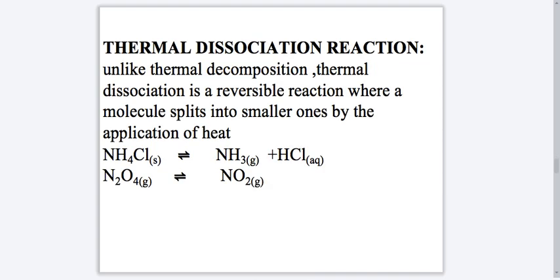The fourth type of chemical reaction here is thermal dissociation reaction. Dissociation means it is going to split, as we have discussed, but in this case it also involves heat. The difference between this and ordinary decomposition is that in this type of reaction, a molecule splits into smaller ones when you apply heat, and it is a reversible reaction. That's where you have this sign of reversible in between.